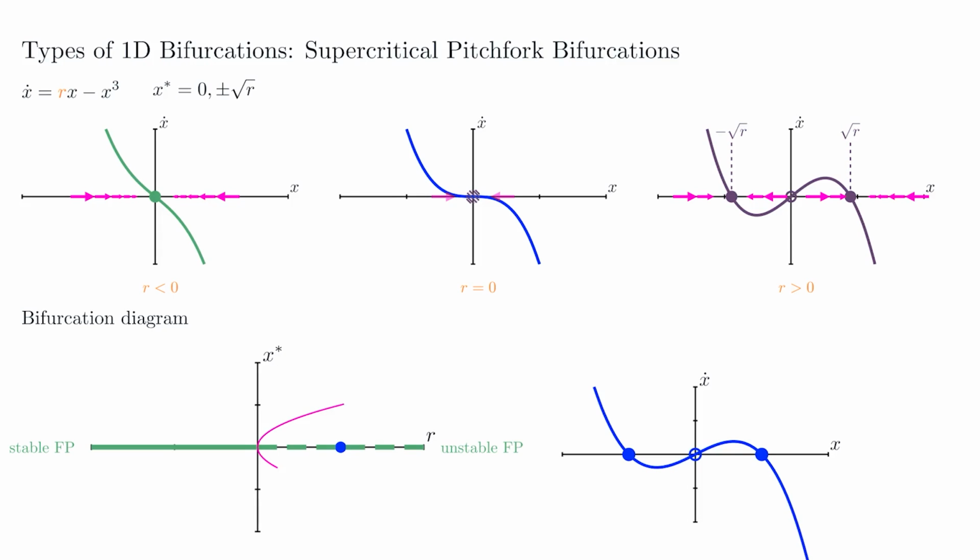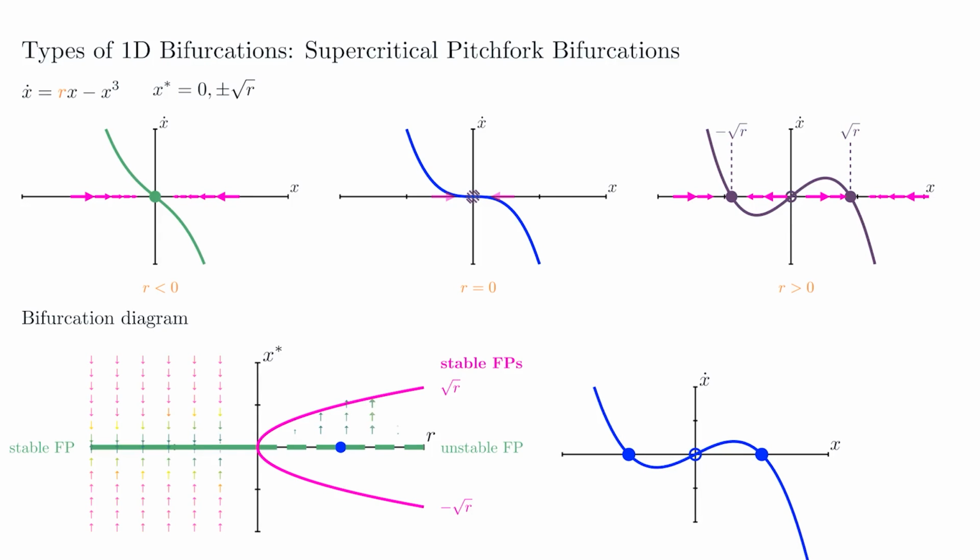And so there's a parabolic region, plus root r, minus root r, and these are stable fixed points. And finally, we can fill in the flow pattern. For r negative, the flow is always towards a fixed point. So the flow looks like this. For r positive, the flow inside the parabola is reversed, and so we're being pushed away from the unstable fixed point. But when we're outside the parabola, we're pushed towards a stable fixed point, and so the flow pattern looks something like this.